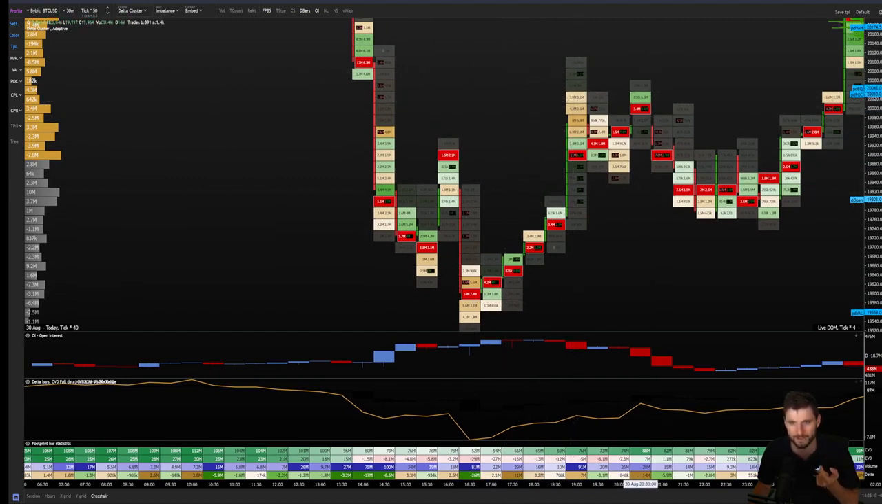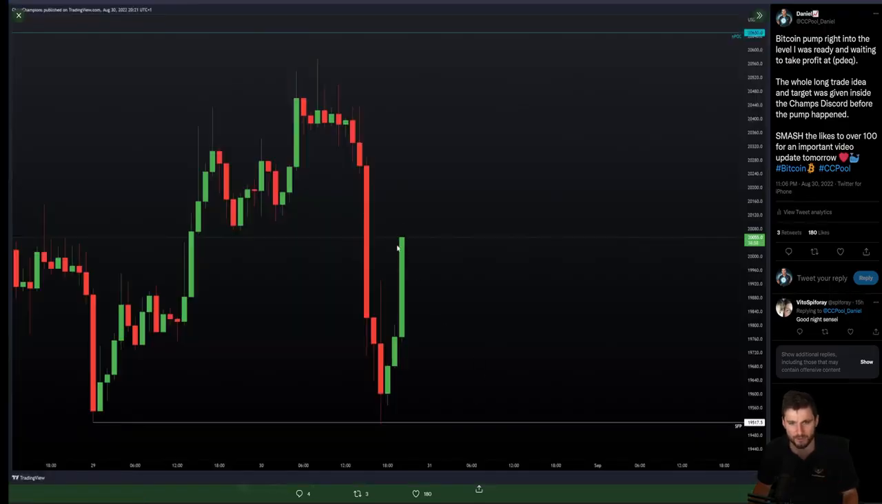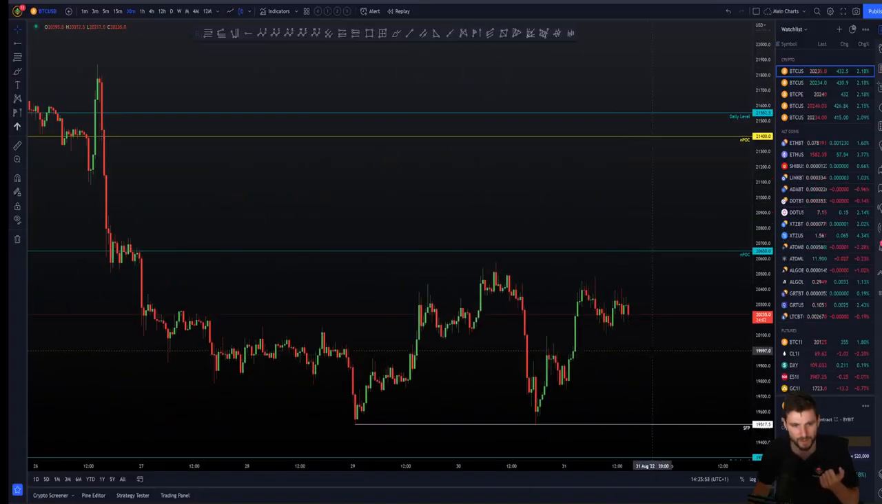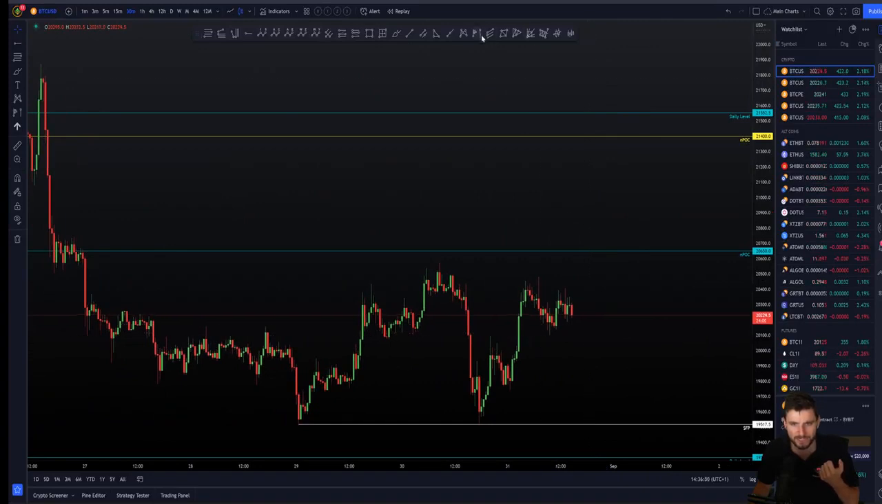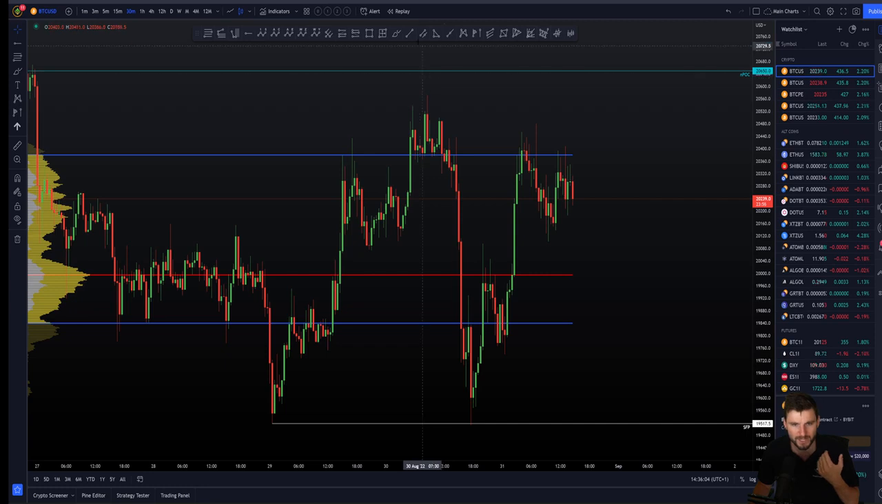We got the pullback. Okay, I even think I posted this one over on Twitter. So yeah, we got that move up at the time and that was into the PDEQ, and this is how that kind of ended with this pullback here. Okay, so now I'm going to pull a fixed range of the current local range that we have and show you what this kind of looked like at the time.